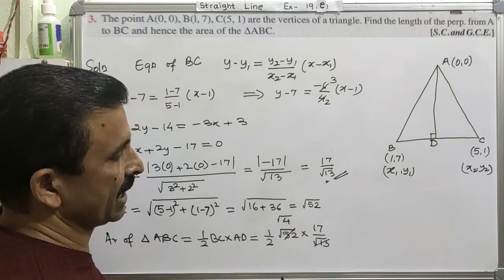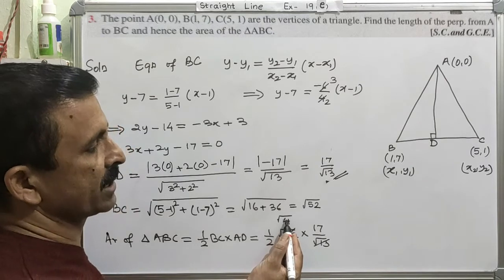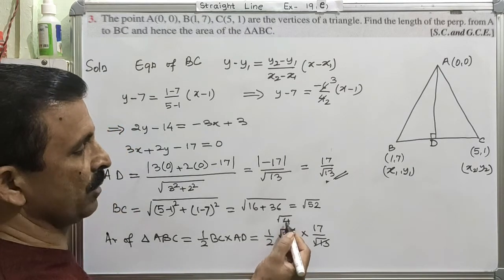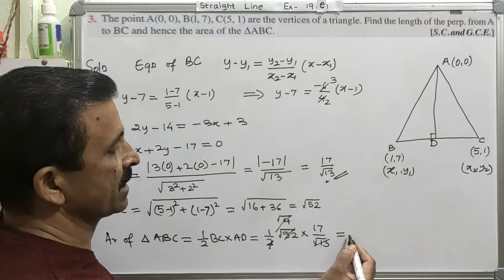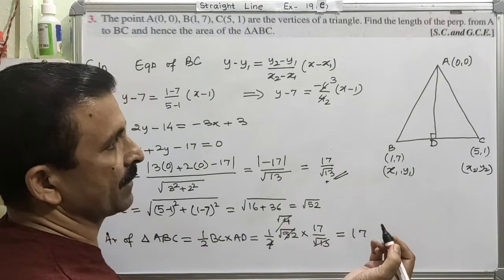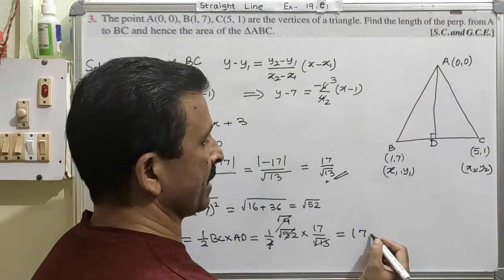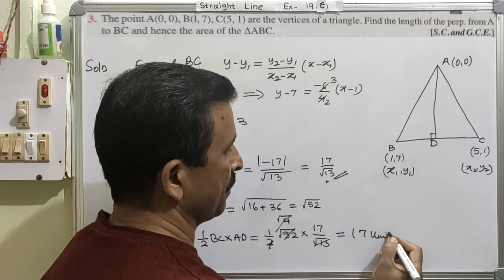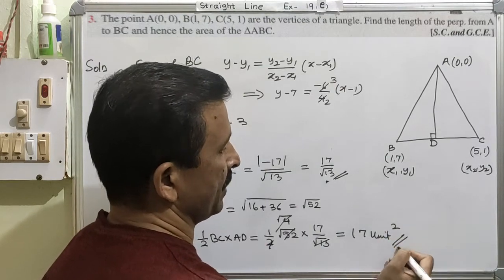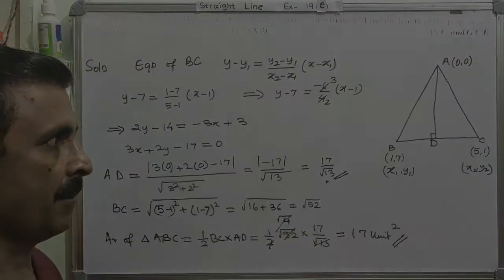The answer will also be in the radical form. And you know that the square root of 4 is how much? 2. So these 2 and these 2 will be cancelled. Finally, your answer is 17, and this becomes the area of your triangle. So we can write 17 unit square. This is the area of your triangle.